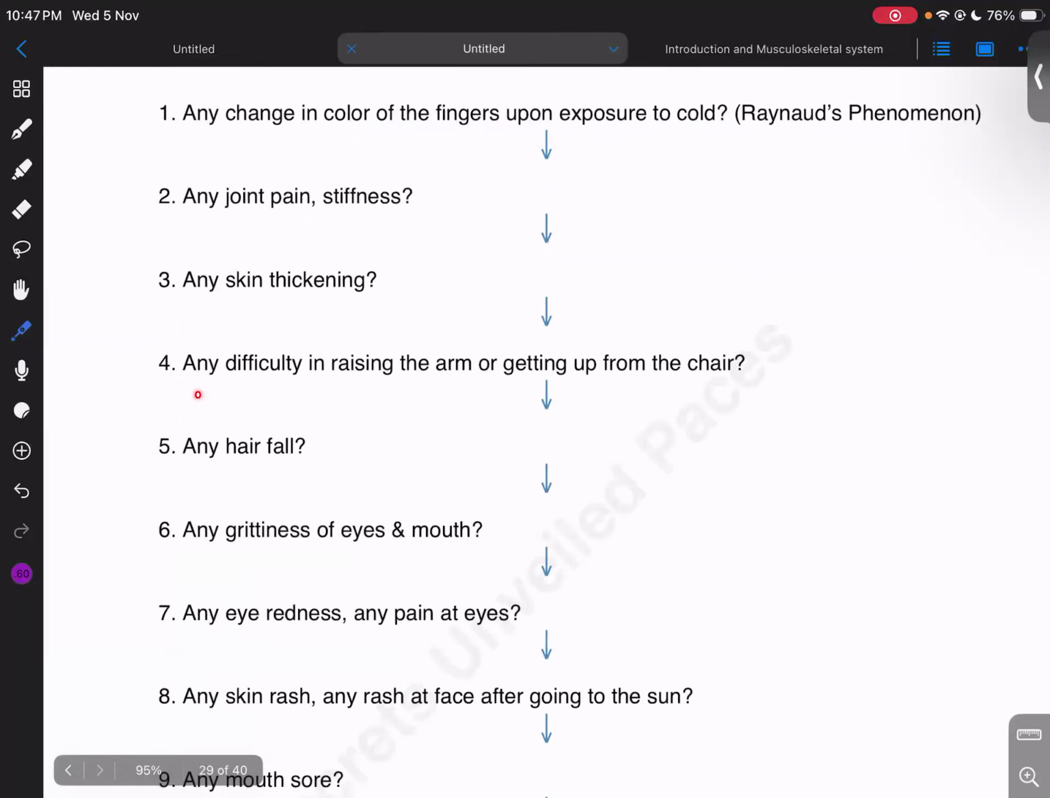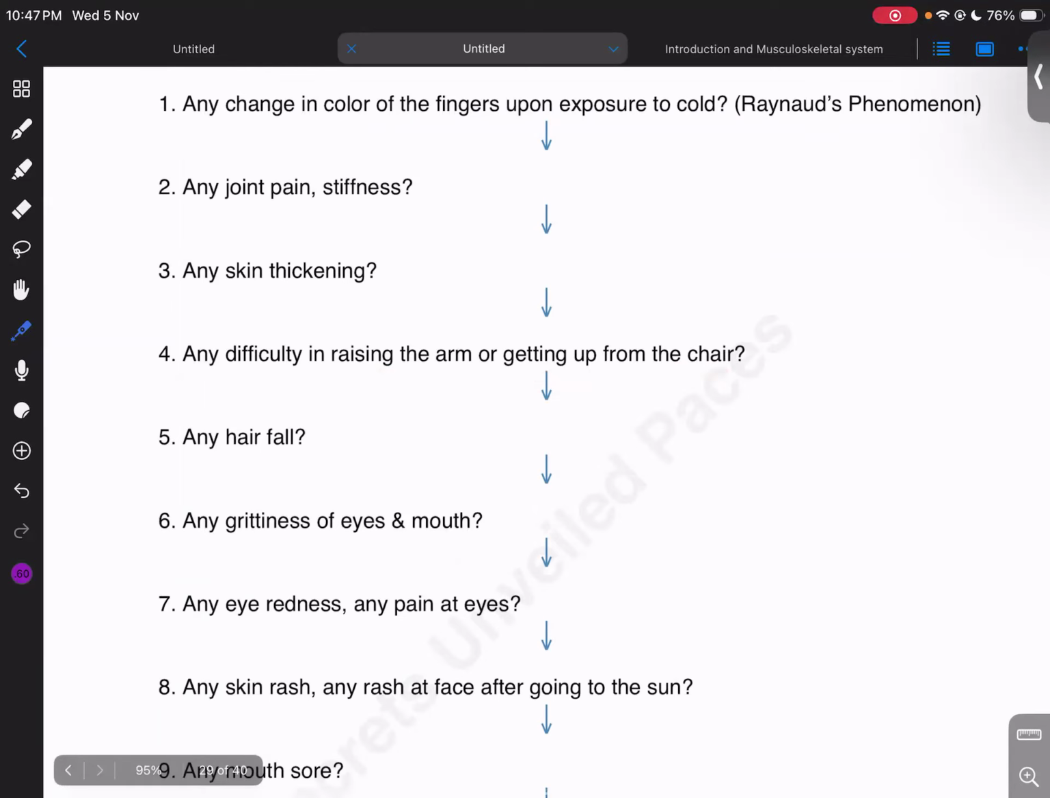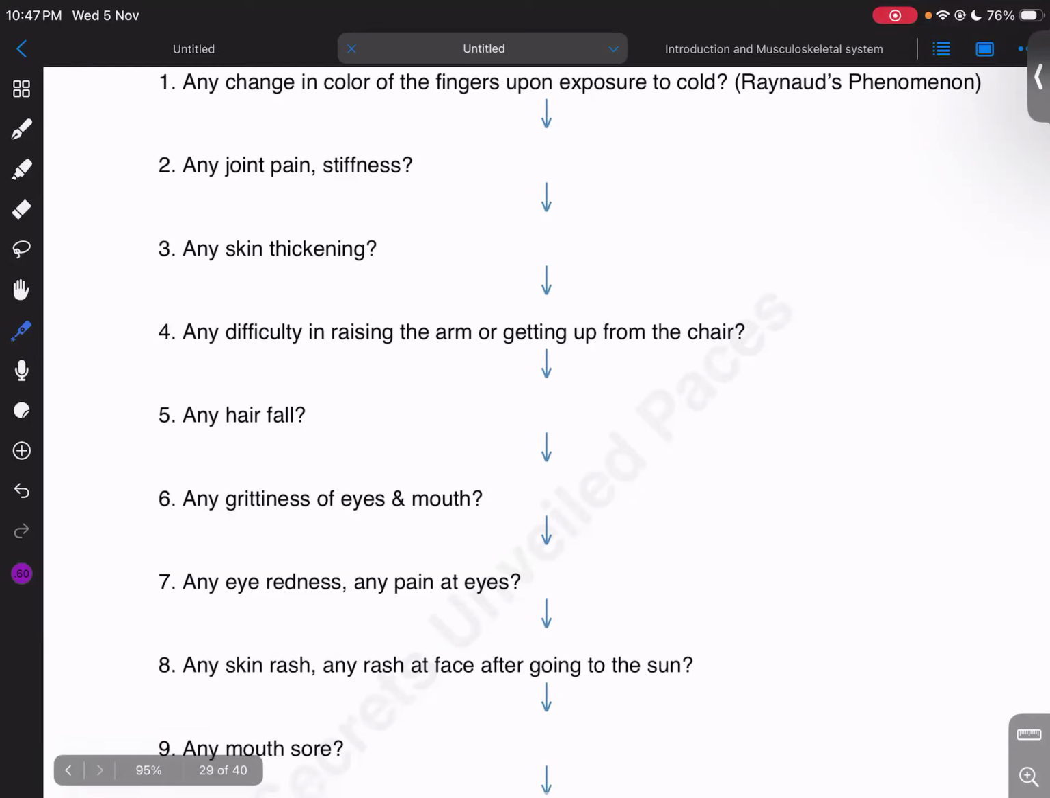Then we have to ask any difficulty in raising the arm or getting up from the chair to rule out polymyositis or dermatomyositis. Any hair fall. Hair fall can occur in case of discoid lupus erythematosus. That is scarring alopecia. And if the patient replies that yes, I have hair fall, then you have to look at the hair, you have to look at the head, removing the hair.